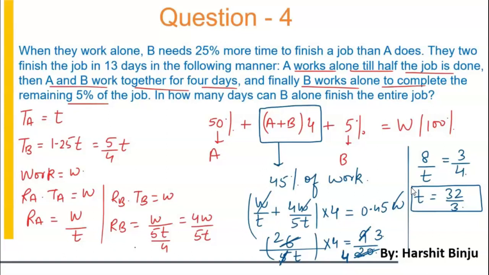Alright, now what else do we have? Now we need to calculate in how many days B alone can finish the entire job. So we need to calculate 5T by 4, so that is 5 by 4 into 32 by 3. This is equal to 40 by 3 days. So the time taken by B to complete the job is 40 by 3 days, and that's our answer.